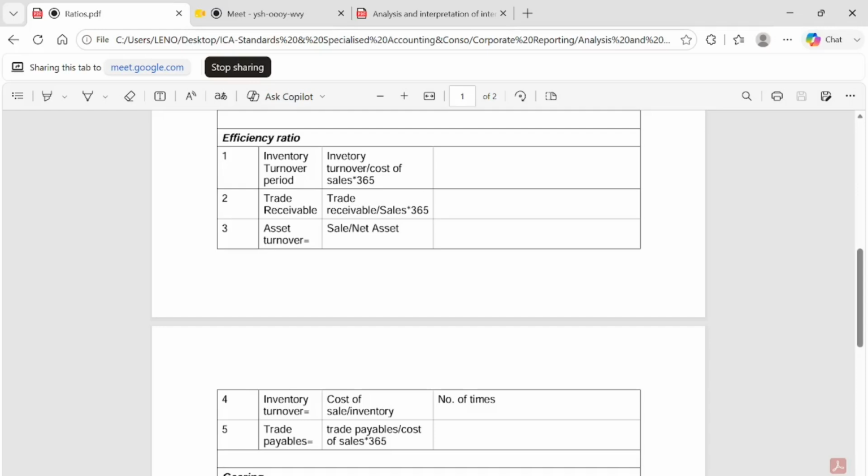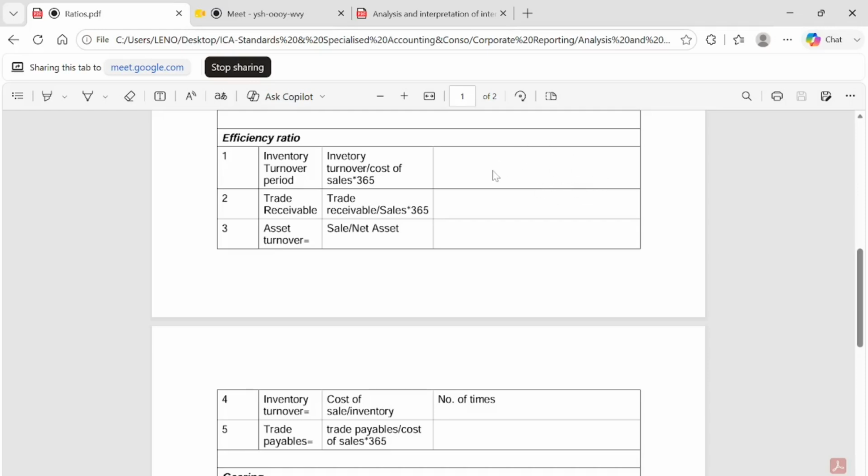In some formulas, if you don't see cost of sales in the P&L, use purchases. If you don't see cost of sales in the question, please use purchases as the denominator, right? Okay, so we want to know the number of times for the inventory turnover period. You understand? So, for example, if the company is able to produce maybe 50,000 units of their product, how many days can they take to sell off these 50,000 units? So here, the earlier the better.